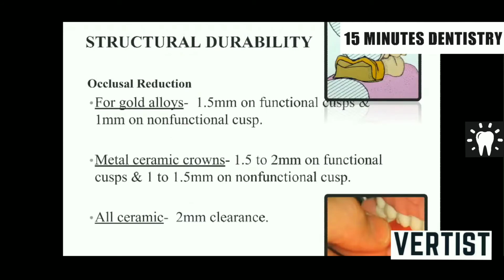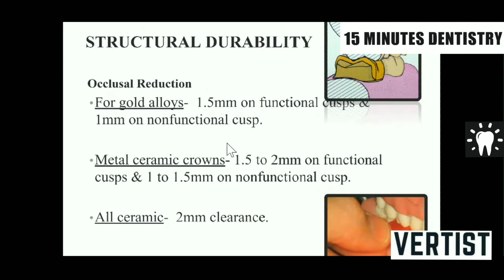Coming to the next principle, which is structural durability. Our restoration should have a sufficient bulk to stay in place. And for this, we need to perform reduction. When we perform occlusal reduction, that should be according to the material being used for the final restoration. In case we are using metal, the reduction should be 1.5 millimeters on the functional cusp and 1 mm on the non-functional cusp. In this, the functional cusp is the palatal cusps in the maxillary arch and the buccal cusps for the mandibular arch.